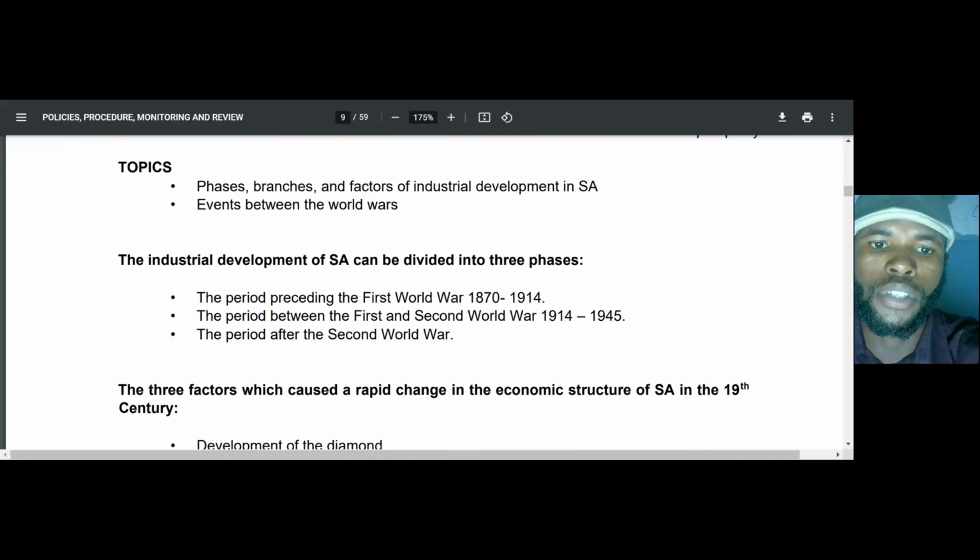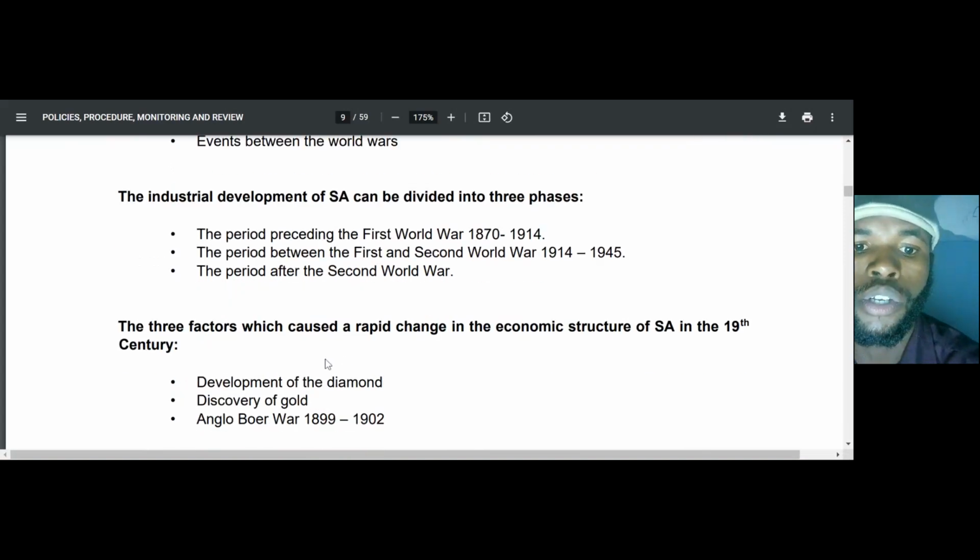The industrial development of South Africa can be divided into 3 phases: the period preceding the First World War, which is 1870 to 1914; the period between the First and the Second World War, which is 1914 to 1945; and the period after the Second World War.